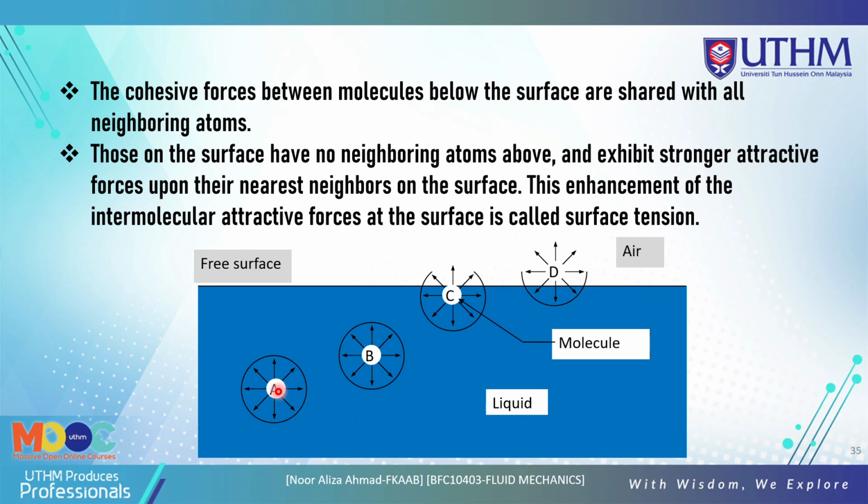For molecule A, all the surface tension is around A here, and also B and C just around the water here. So they have surface tension here, and D has surface tension here. This is the concept of surface tension based on these atoms A, B, C, and D.